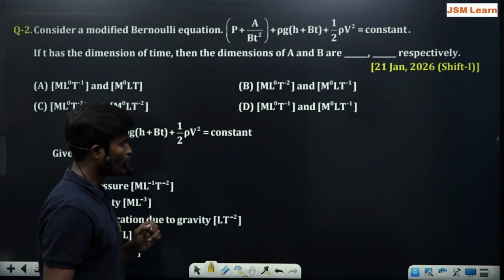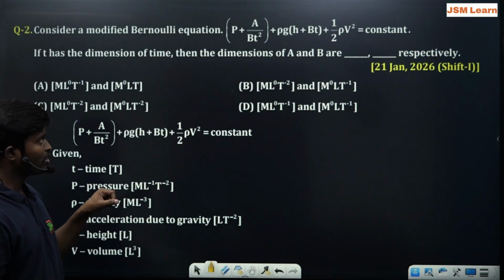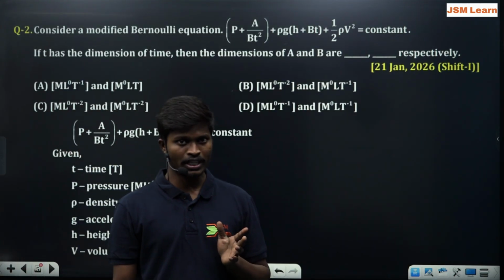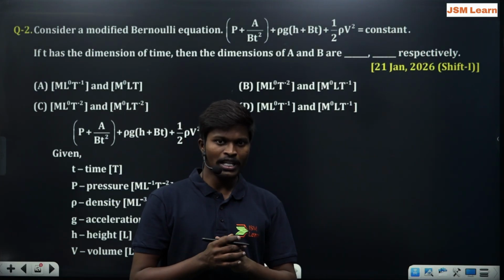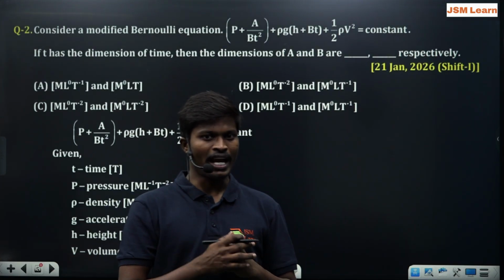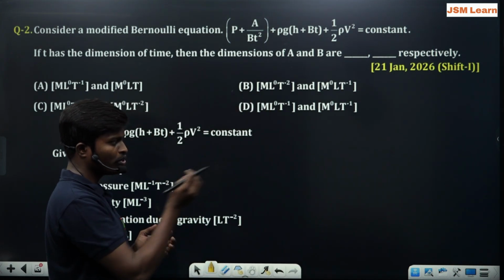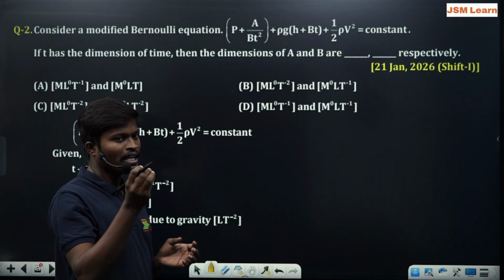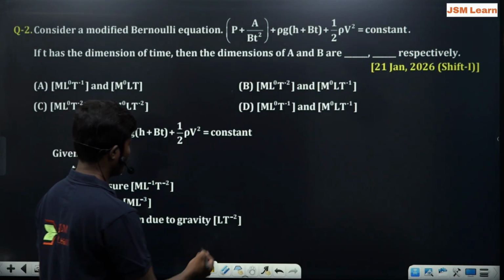Here, he has given 4 options, and if you look at the equation, p plus a by bt square, this equation can be solved by using the principle of homogeneity. What does the principle of homogeneity say, sir? Similar types of physical quantities can be added or subtracted. So it is simply saying that we can add one quantity to another only when they are dimensionally equal. Look at the equation p plus a by bt square.